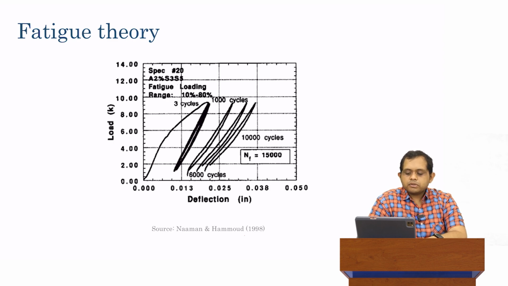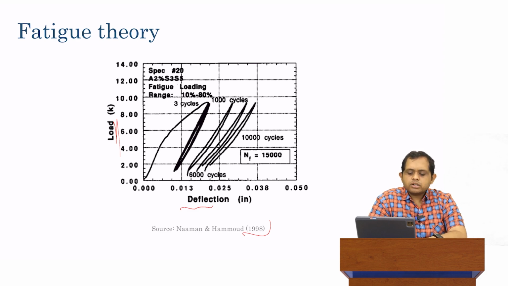So here is an example from a paper from 1998. Here is an example of what the test result would look like. What they've plotted here is deflection versus load. This is very common to plot, the load versus deflection curve. I'm sure all of you have plotted it in a static test. And this can also be turned into a stress strain curve.